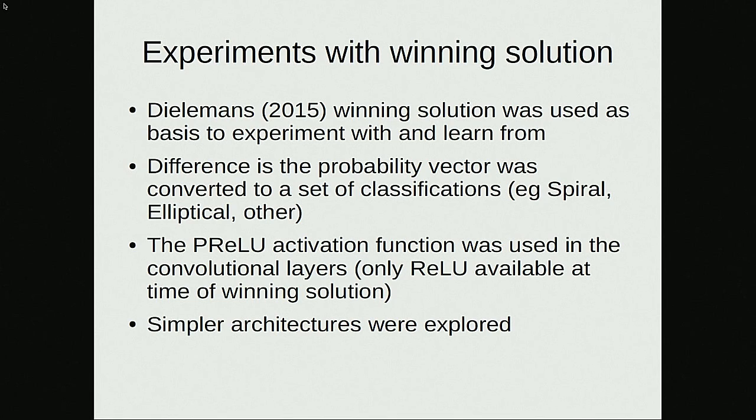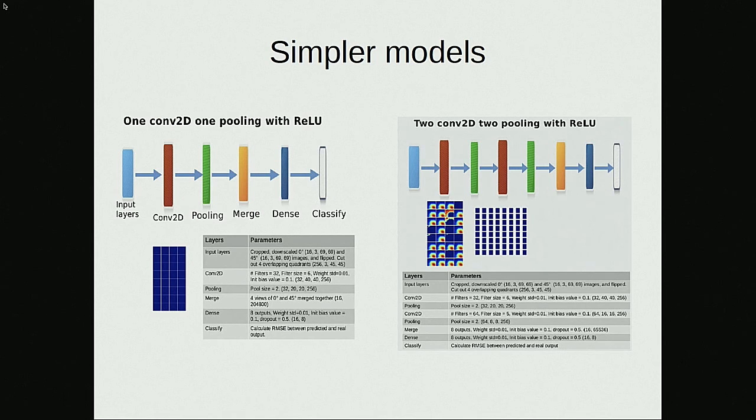So I've been using the Dieleman solution to experiment with and learn from, but I've converted the probability vector into a set of classifications such as spiral and elliptical, and I also used an activation function that wasn't available at the time, the PReLU. I wanted to explore simple architectures such as these to get more insight into how they work and why you add the layers that you add.